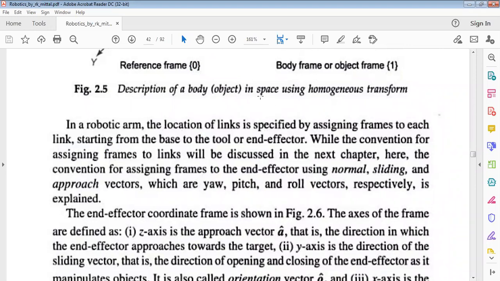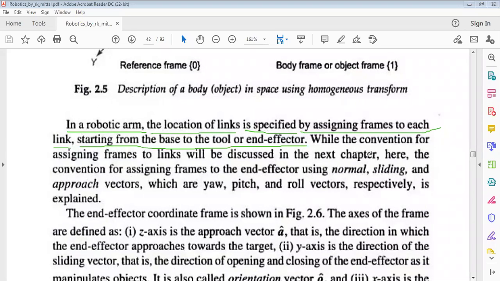Here I read one sentence, and with that, I stop the lecture. In a robotic arm, the location of links is specified by assigning frames to each link, starting from the base to the tool or end effector. So in a robotic arm, the location of links is also important, and we need to specify them in space.